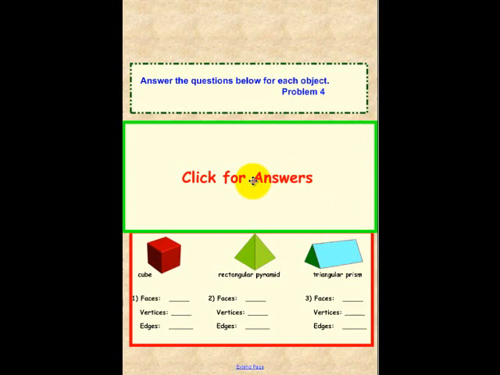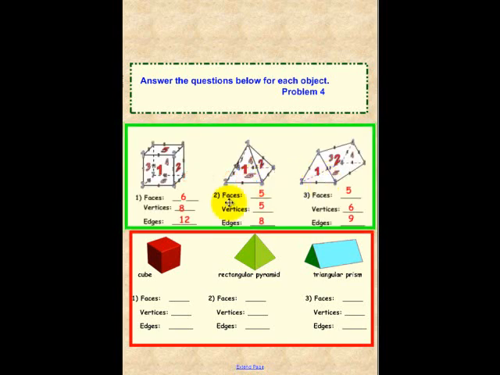Okay, here's what we have as the answer. You'll notice that we have 6 faces, and I tried to illustrate those with numbers here for the cube. We have 5 for the rectangular pyramid, and we have 5 for the triangular prism. And we have, for the vertices, 8, 5, and 6, and for the edges, 12, 8, and 9. And hopefully you can see that up here. If you can't, pause the video and you can see what we're talking about.